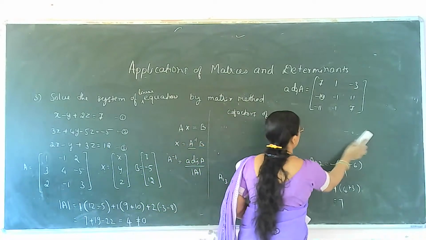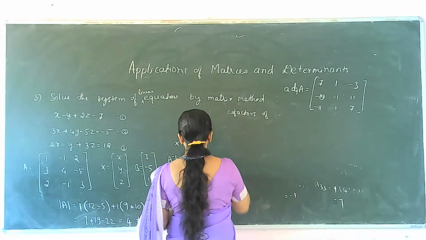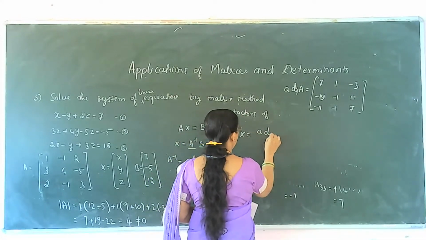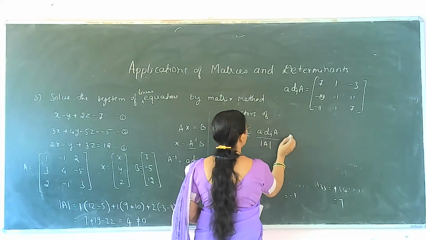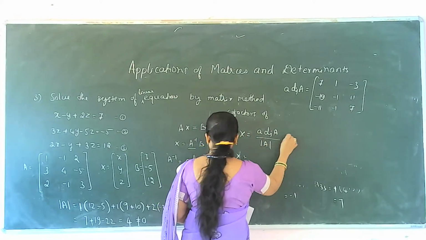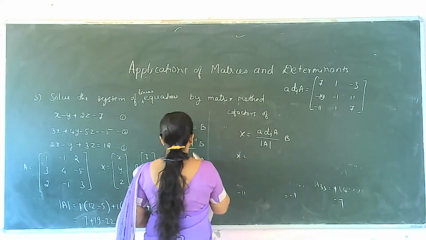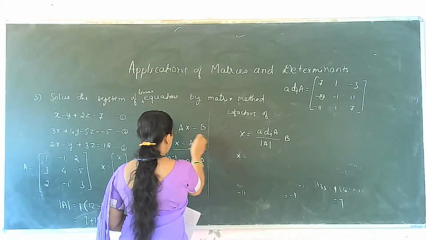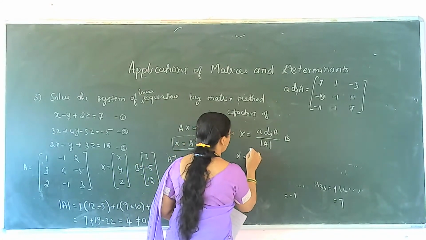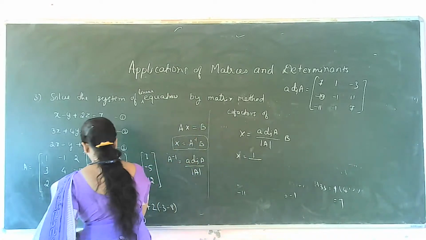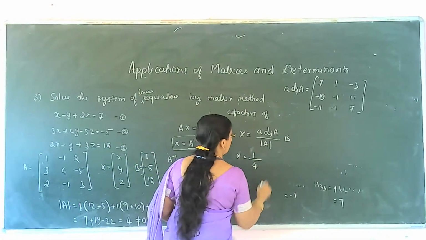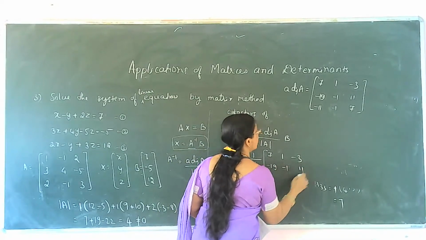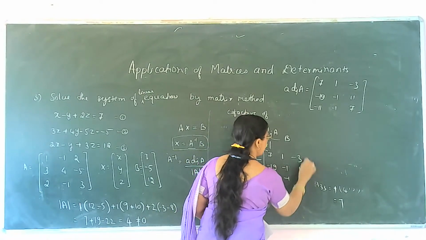Then we have to find the A inverse or X. Substituting this, we get X is equal to adjoint of A divided by determinant of A, into B. Therefore, putting this value in, X is equal to 1 by determinant of A, which is 4, into adjoint of A, which is 7, 1, minus 3, minus 19, minus 1, plus 11, minus 11, minus 1, plus 7.